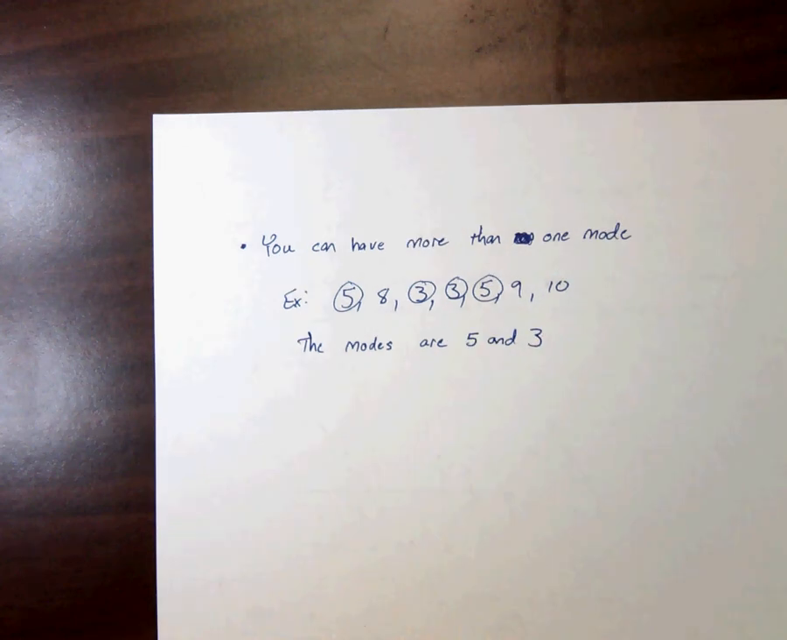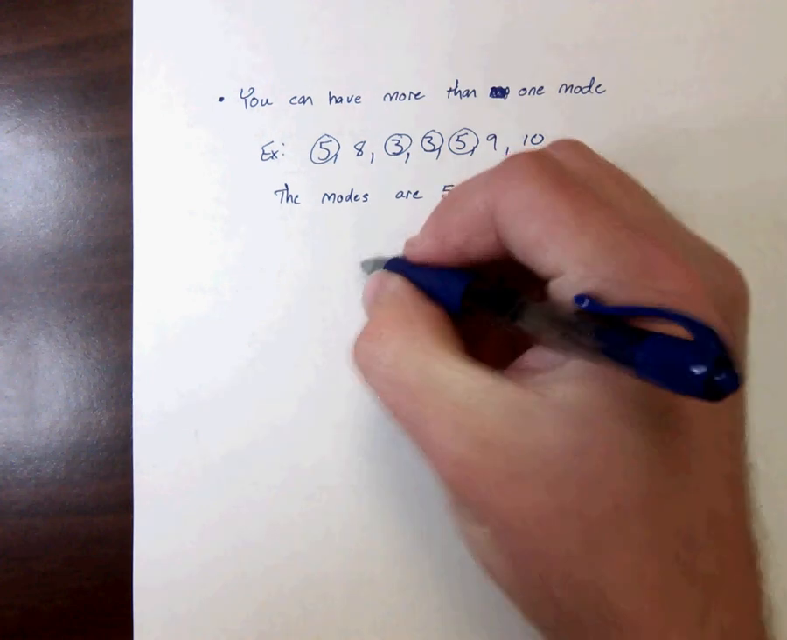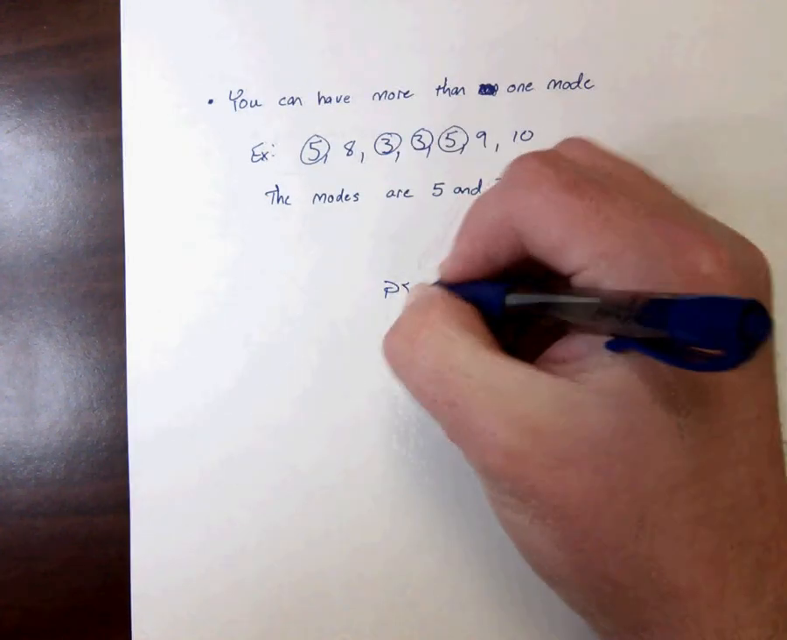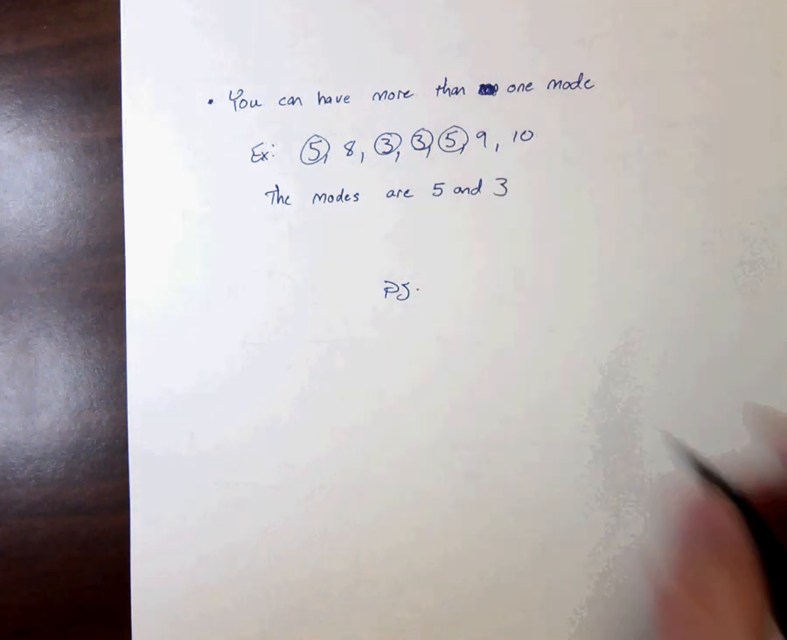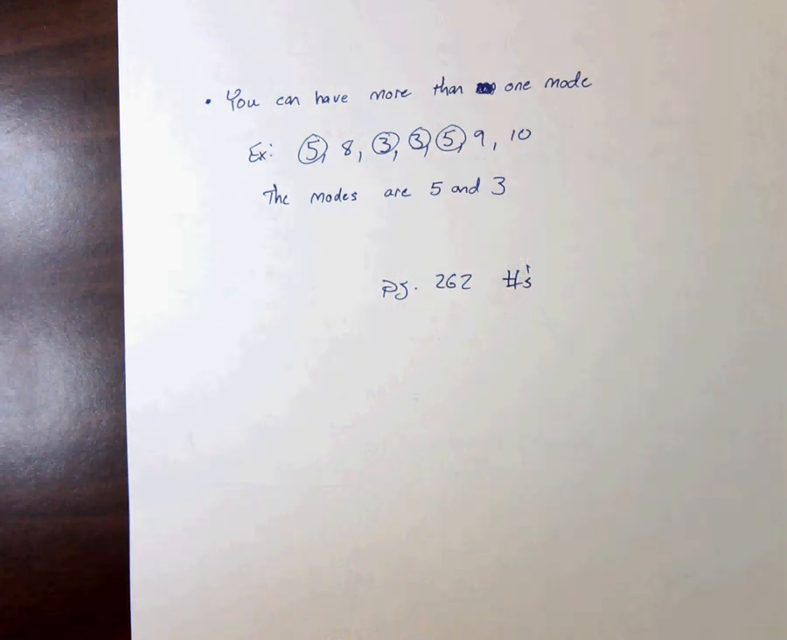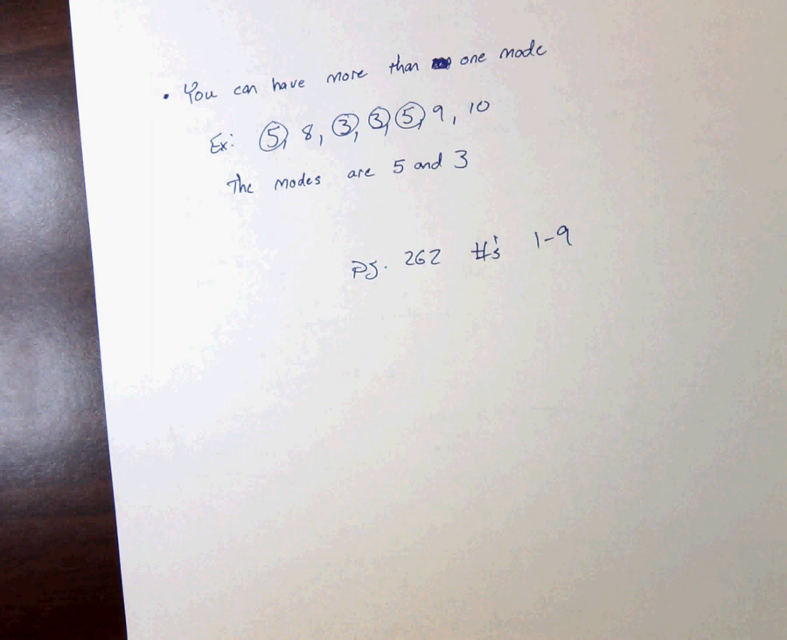All right, at this time, we have already concluded our notes because mode is so short. So our assignment that goes along with these notes can be found on page 262, numbers 1 through 9. Again, you just have to find out what number occurs the most.